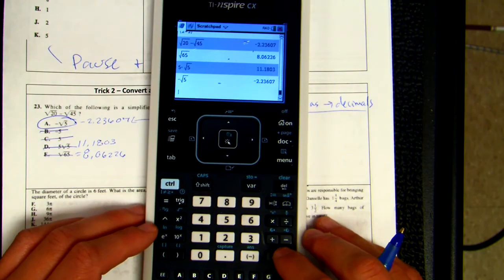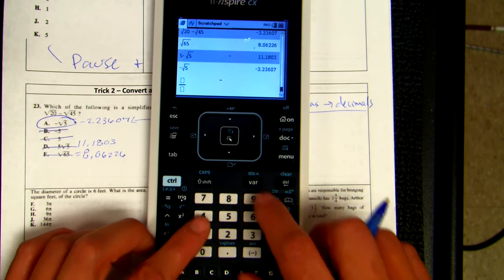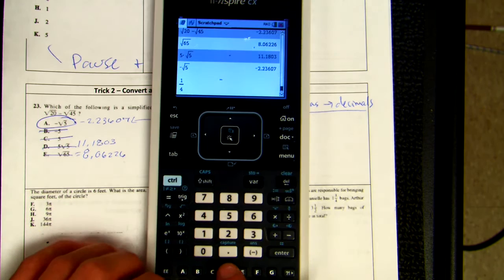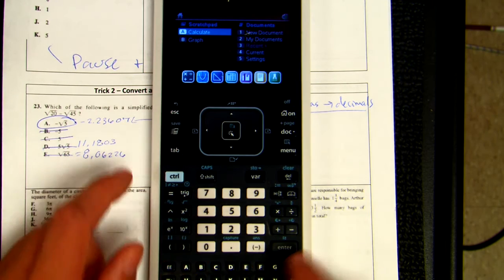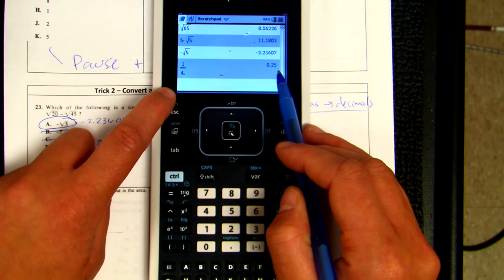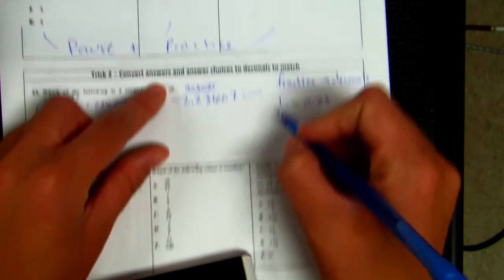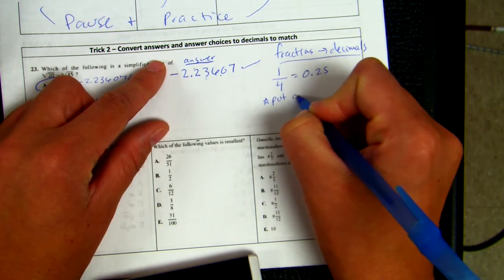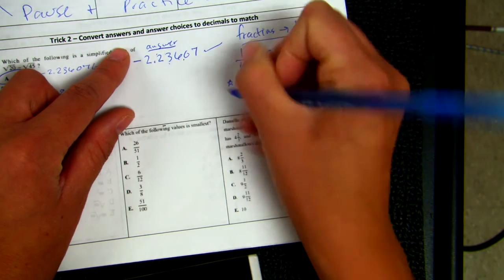If I put a decimal point in the denominator, it will convert it to a fraction for me. So I do control division sign, 1 over 4. If I put a decimal point, so the little period button, in the denominator of the fraction and press enter, it will convert it to a decimal for me. 0.4 equals 0.25. You just have to put a decimal point in the denominator.